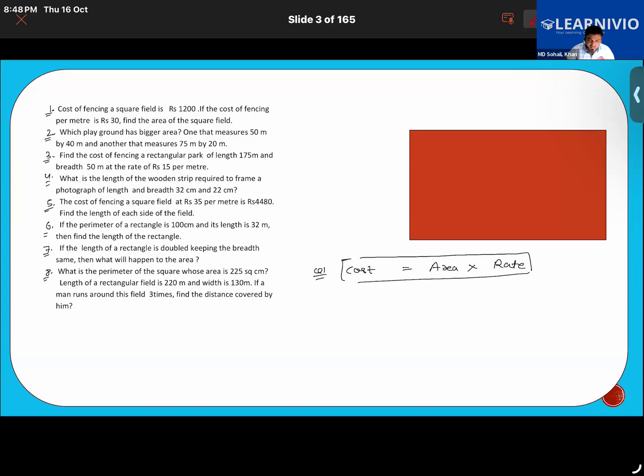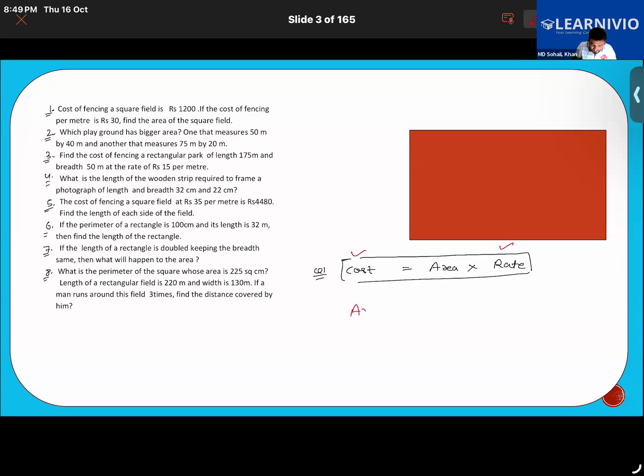Because why I'm saying it now, we have completed the chapter and right now we're doing the revision. So this formula, you should have memorized it already. Anyways, see, the formula for calculation of cost is equal to area upon rate. Suppose cost is given and rate is given, then we have to find the area. So we will make some changes in the formula.